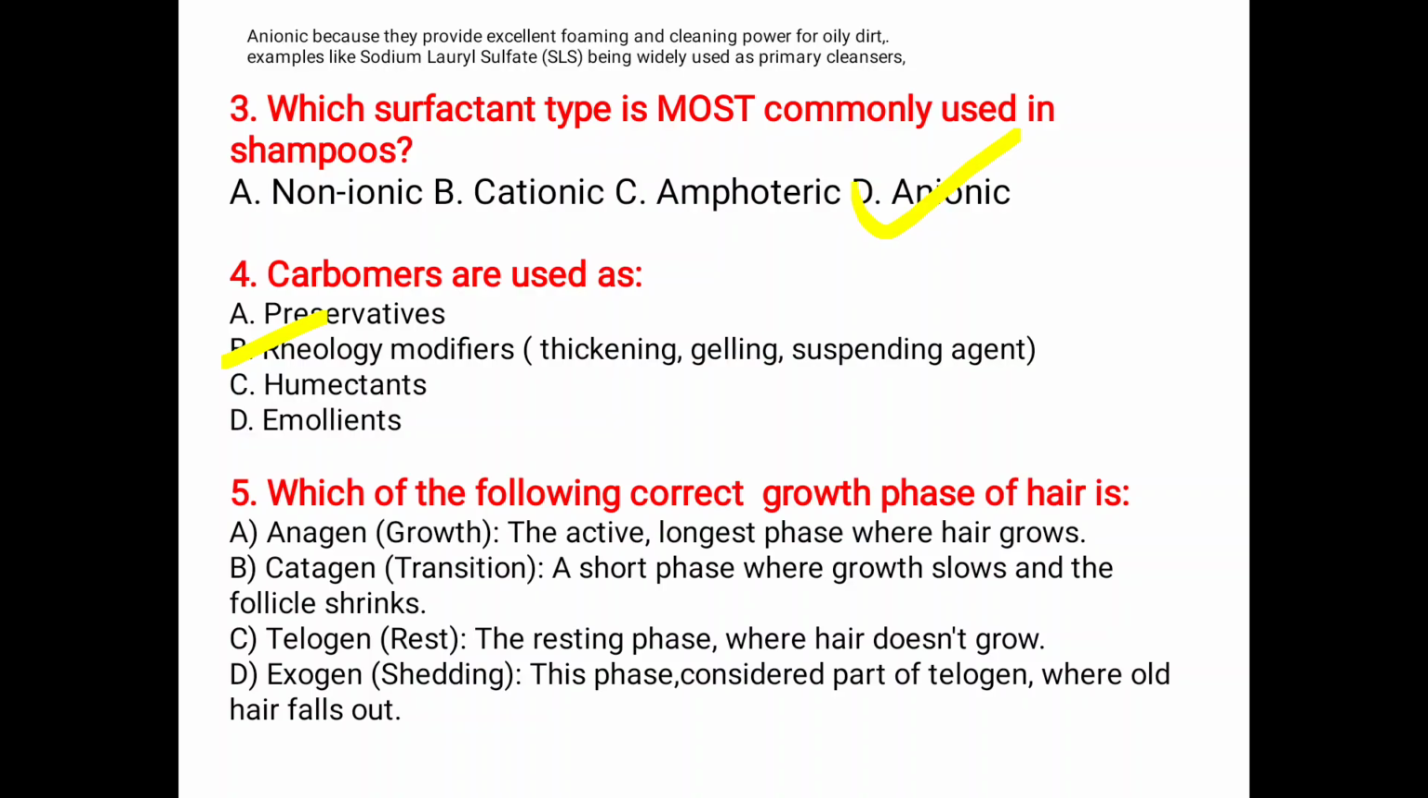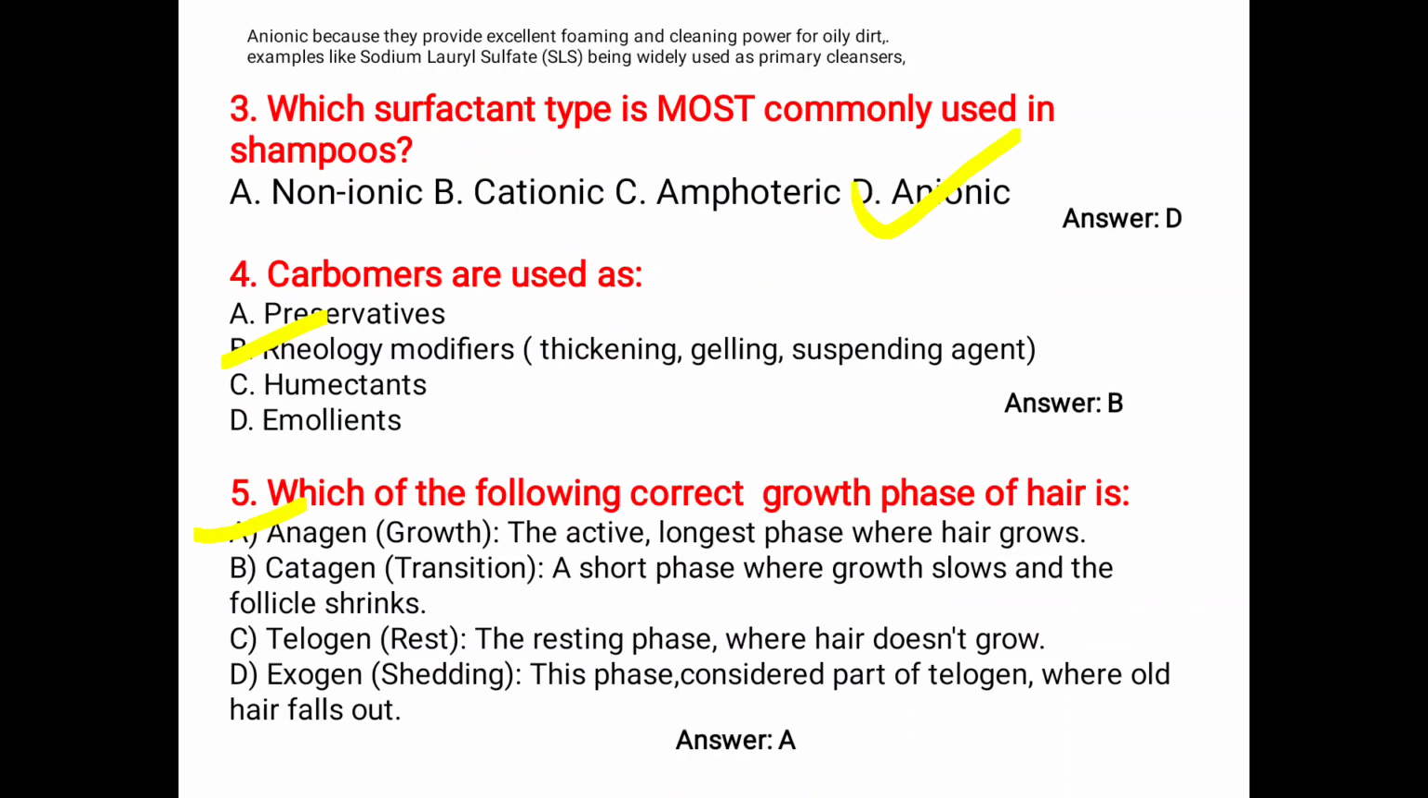Next, which of the following is correct for the growth phase of hair, the growth cycle? Option A, anagen: growth, the active, longest phase where hair grows. Option B, catagen: transition, a short phase where growth slows and follicles shrink. Option C, telogen: rest, the resting phase where hair doesn't grow. And option D, exogen: shedding, considered part of telogen, where the old hair falls out. The question is which is the growth phase, so anagen. So option A is correct.